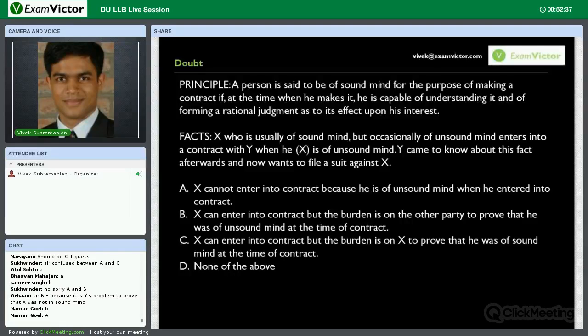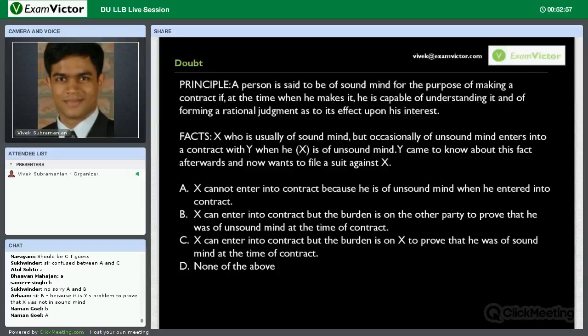So if Y goes to the court and says that X was of sound mind, the burden to prove that X was of sound mind lies on Y. If X goes to the court and says that I was of unsound mind, the burden is on X to prove that he was of unsound mind. So that is the principle regarding upon which party the burden of proof will be there.